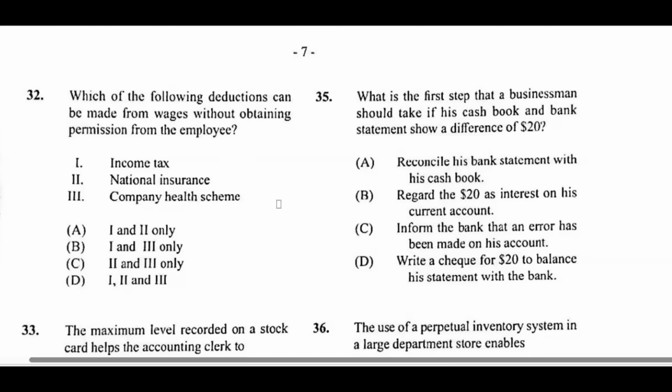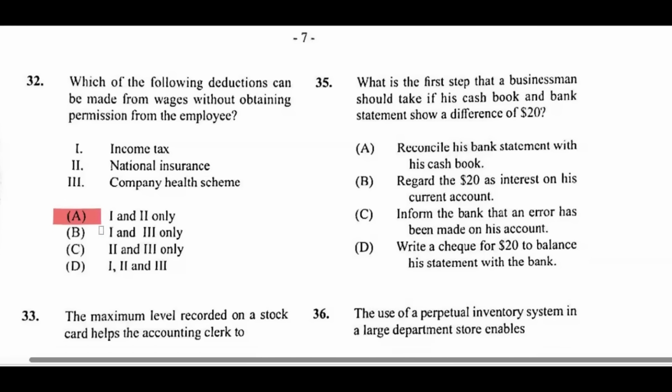And the answer is income tax, yes. National insurance, yes. Company health scheme, no. That will be voluntary. So the answer is A, 1 and 2.